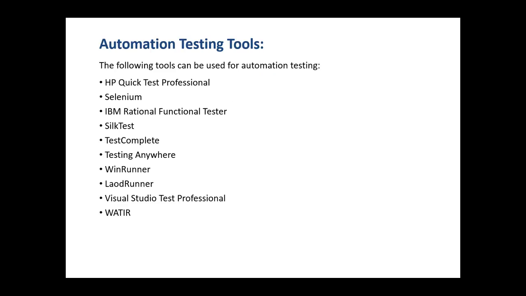These are the commonly used automation testing tools. If you are into a testing career, you may have heard of tools like Quick Test Professional, Selenium, TestComplete, WinRunner, LoadRunner. Among these, Selenium is the most widely used these days, and Selenium is also an open source tool. It's also very easy to learn. If you have a bit of knowledge of any programming language like Java or C#, you can easily get on with it.